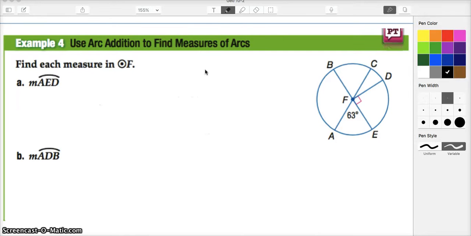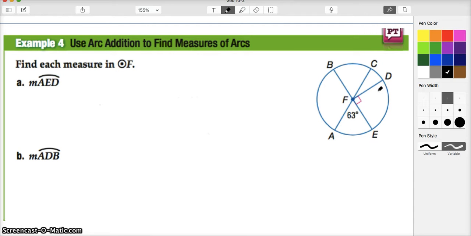Okay, everybody, so we are back with section 10.2, part 2. What we're going to talk about is basically how to use some of the information we had before to find the measures of different things. In reference to the measure of circle F, we're looking for the measure of angle AED. Let's go ahead and find it.